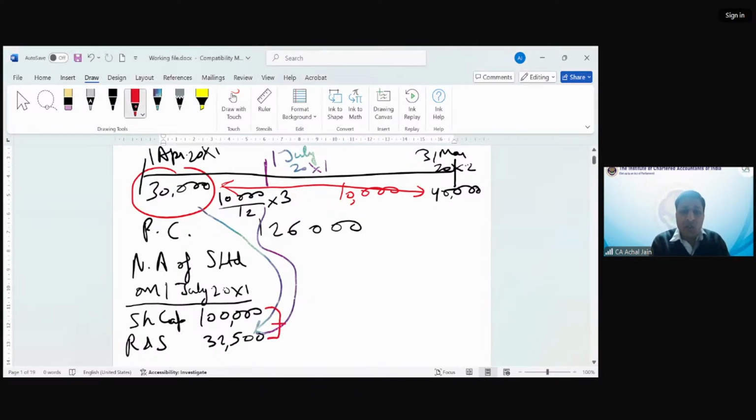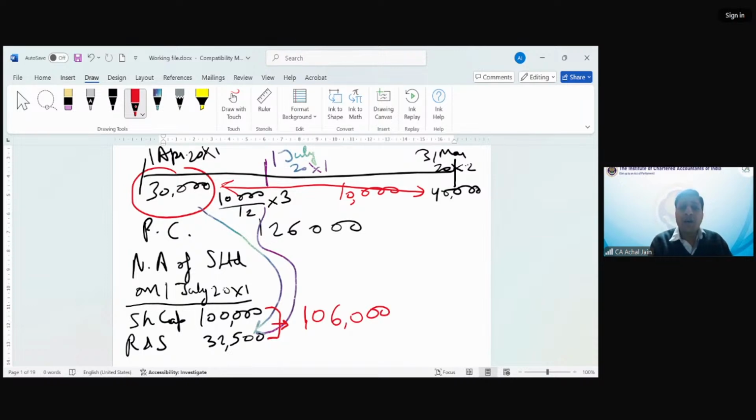So this is the total amount of net assets of the subsidiary on date of acquisition. But for calculating goodwill or capital reserve, what do we need? Proportionate amount. So if you can compute the proportionate amount of these two, what will that be? 1,32,500 into 80%, 1,06,000. You get 1,06,000. Yes or no?